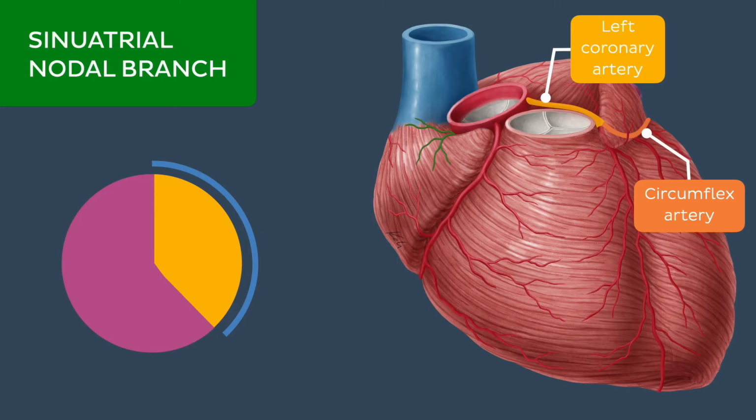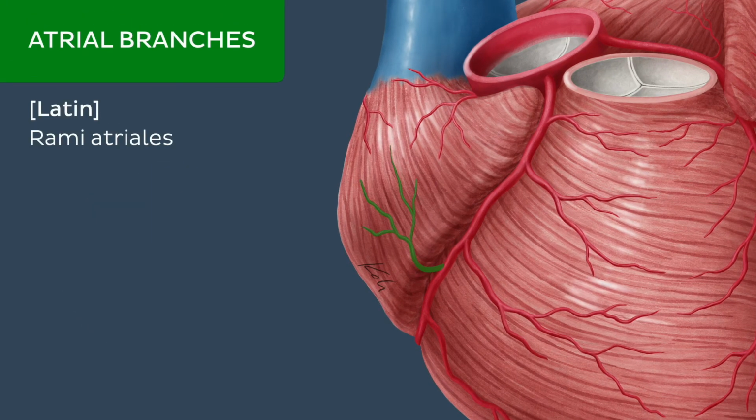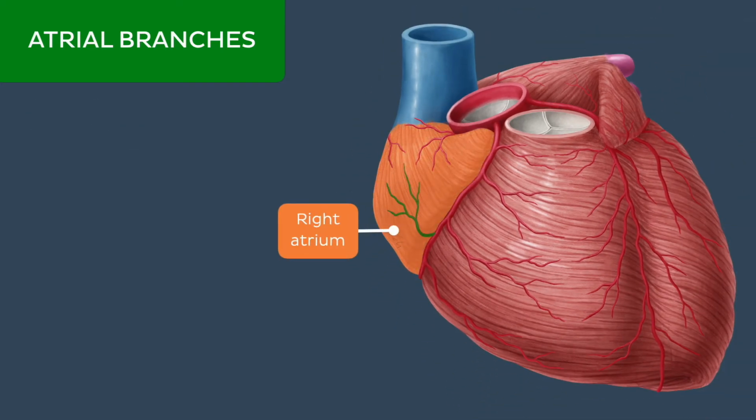Also arising from the right coronary artery are a series of atrial branches, which are commonly grouped into anterior, lateral, and inferior branches. These branches supply the right atrium of the heart.